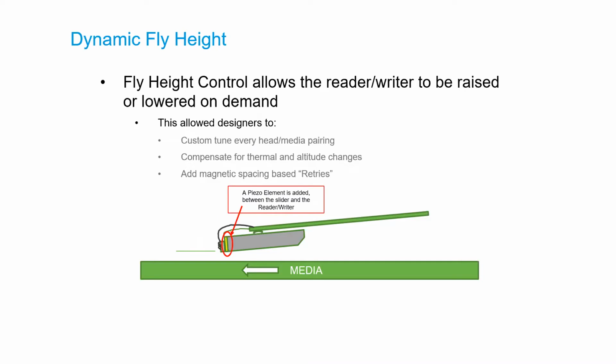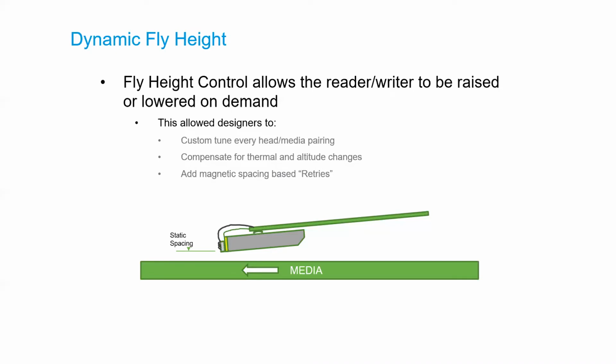By adding a piezo element between the slider body, which acts like airplane wings and determines the physical fly height, and the reader-writer element, which is attached to the back of the head and is the last piece that flies over the media, we can apply a current and we can actually change the shape of the piezo element, extending it or retracting it. One click, please.